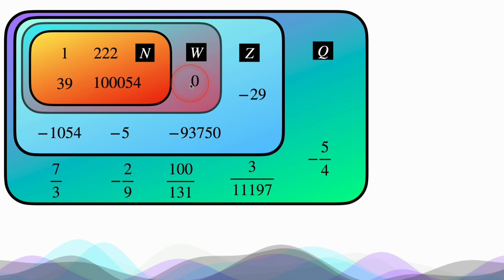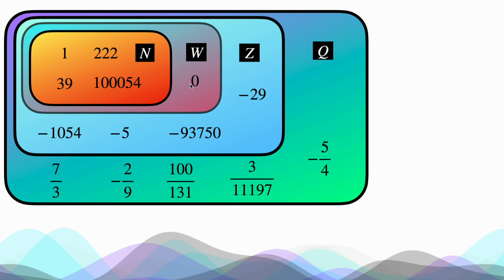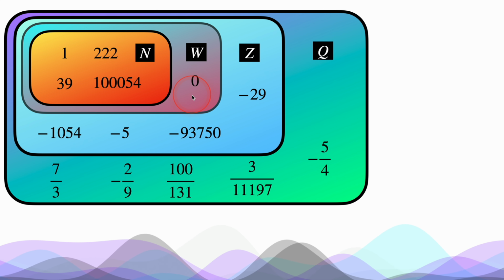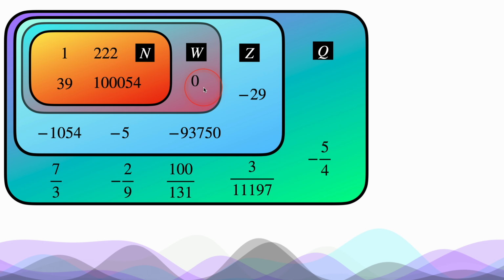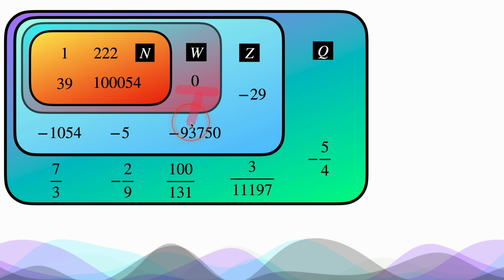How about 0? 0 is also a rational number. 0 can be represented as 0 by 1. 0 is an integer, 1 is an integer, so we have the denominator 1, right? So we have 0 divided by 1.